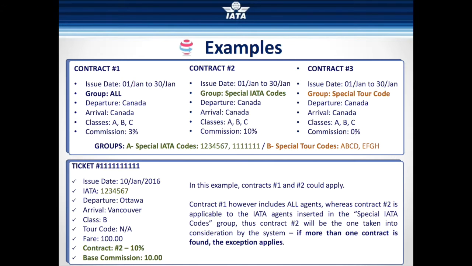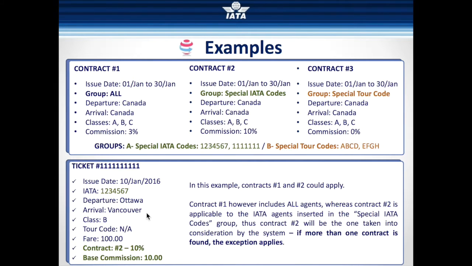So we pretty much separated 3 contracts, and these contracts relate to direct destinations, which is the sample in contract 1. Contract 2 would relate to a special group of IATA codes. Contract 3, a special group of tour codes that were set up. And there are just a few samples of the data, the IATA codes in green and the tour codes there in brown. In the first example, we would have a ticket being issued.